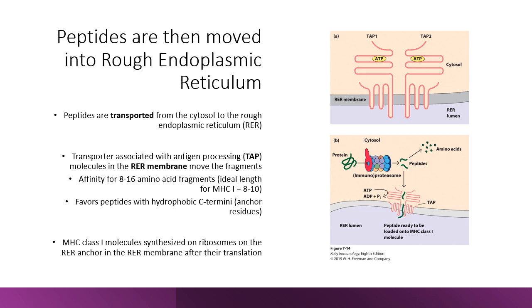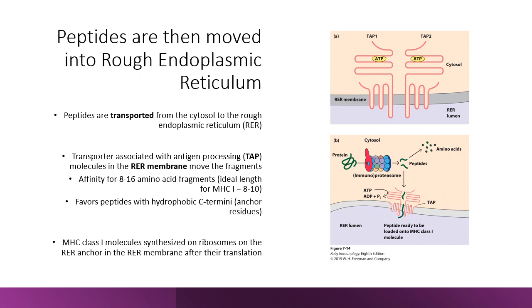It has a specific affinity for peptides that are 8 to 16 amino acids in length. Gee. That's right in our magic range. In fact, it's right in our magic range for either MHC1 or MHC2. Because it was like 9 to 13. 9 for MHC1, 13 for MHC2.